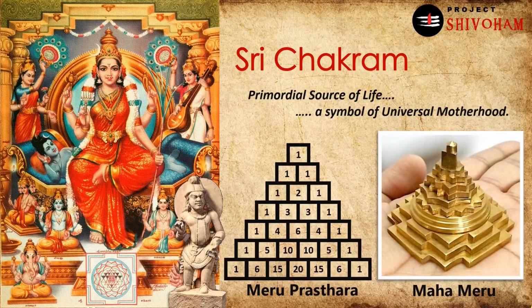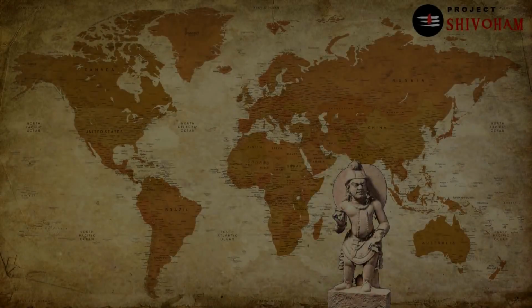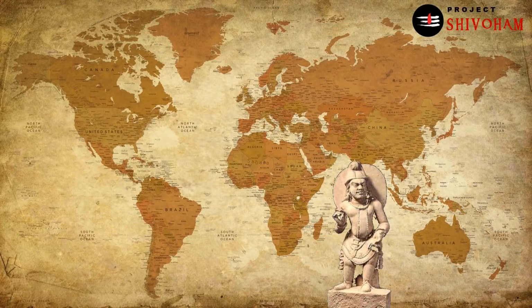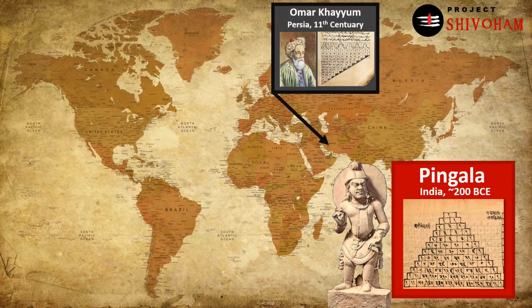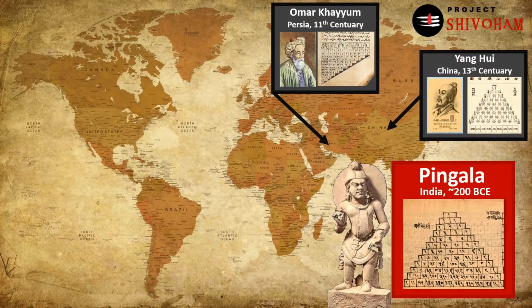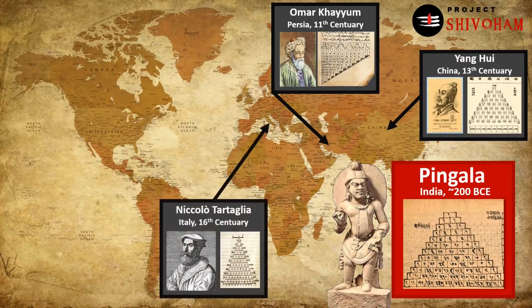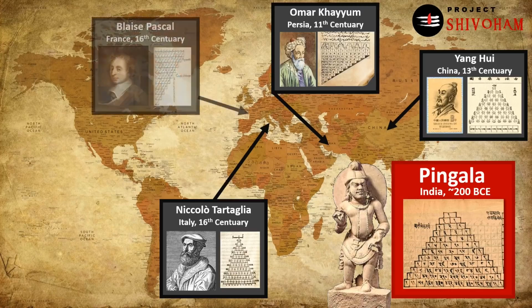Anyways, let's move on. Now let's see how Pingala's Meru Prasthara became Pascal's triangle. He wrote it in 200 BCE. It was eventually translated by Omar Khayyam, a Persian mathematician in the 11th century, a Chinese mathematician Yang Hui in the 13th century, and Niccolò Tartaglia, an Italian mathematician in the 16th century, and finally by Blaise Pascal from France in the 16th century.